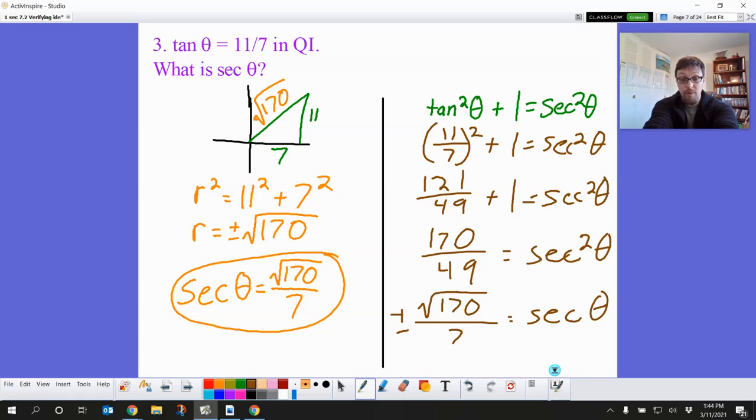We need to decide if we want to use the positive case or the negative case. Well, in quadrant 1, secant is going to be related to cosine, and everybody's positive in quadrant 1. So we want the positive case. So just this square root of 170 over 7 will be our answer.